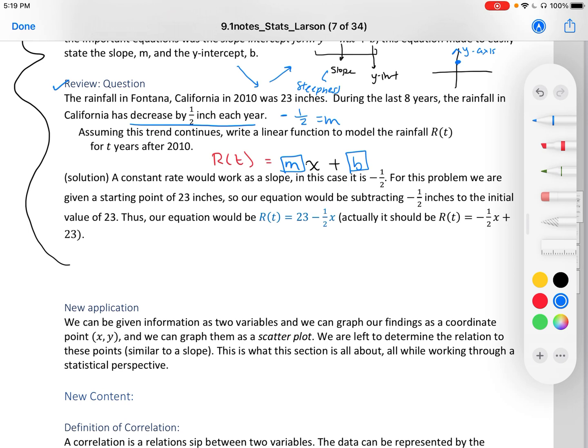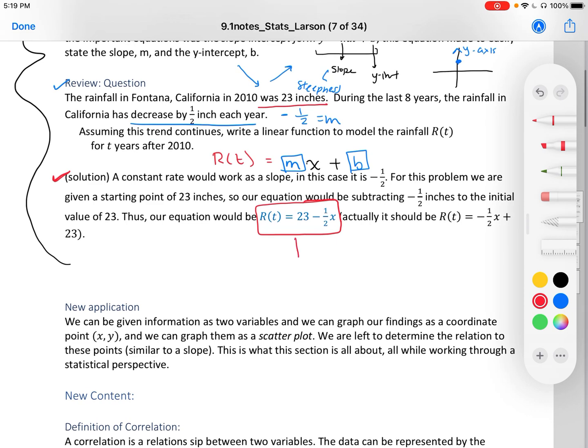Our b is just our y-intercept, which is some initial starting point. And we said that we're going to start from a 23-inch standpoint, and from there we're going to deduct half an inch. So with that, we have our solution. A constant rate would work as a slope. In this case, it is negative 1/2. For this problem, we are given a starting point of 23 inches, so our equation would be subtracting half an inch to the initial value of 23. Thus, our equation would be R of t is 23 minus 1/2 x. Actually, it should be R of t equals negative 1/2 x plus 23.